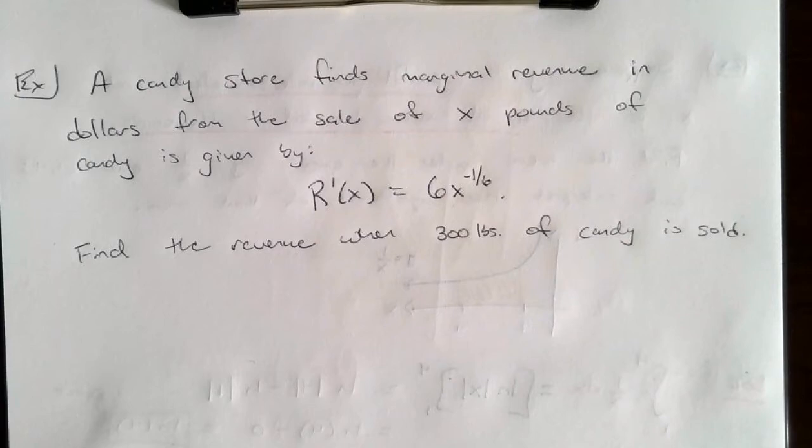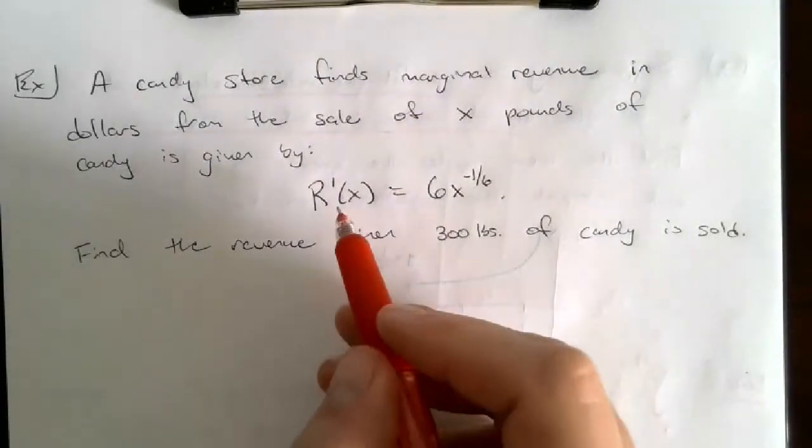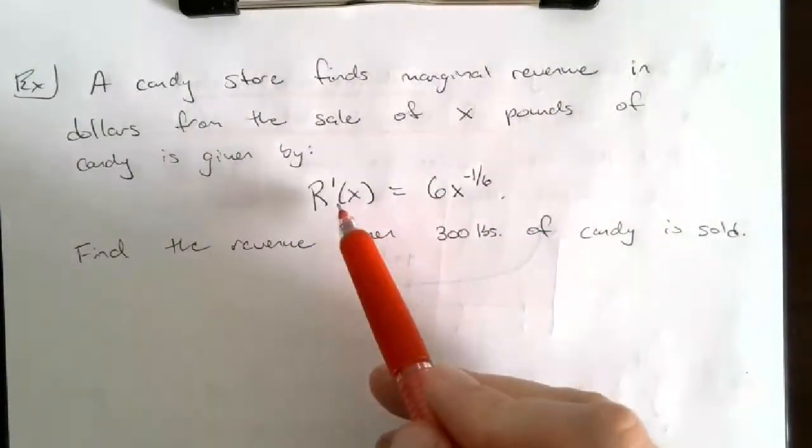All right, so a candy store finds marginal revenue in dollars from the sale of x pounds of candy, so x is in pounds of candy, is given by this function R prime of x equals 6 times x to the negative 1/6 power. They want us to find the revenue when 300 pounds of candy is sold. So first off, when they're asking you to find the revenue, you know that marginal revenue was the derivative of revenue.